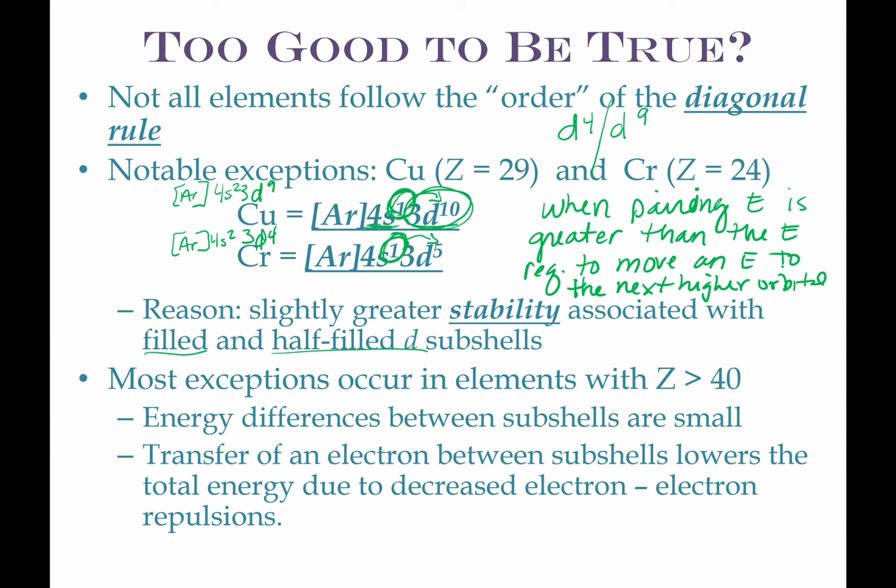Now, most of these exceptions are going to be when Z is greater than 40. You're going to see this happen a lot because the energy levels become closer together, and transferring an electron between the subshells is going to lower the total energy. So we do see that. And so it's greater stability due to energy and being more stable. Okay, I don't know what I just said, but the stability will be greater because the energy will be lower.